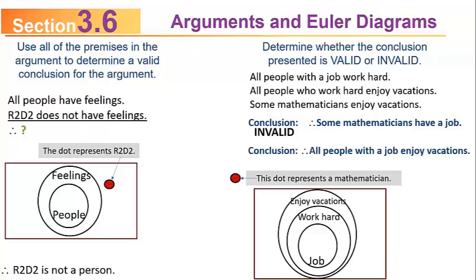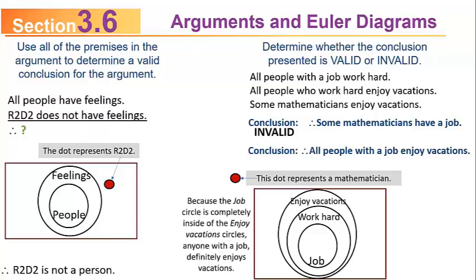How about this conclusion? Take the same three premises, which means we can use the same Euler diagram, but this time, let's look at the conclusion, therefore all people with a job enjoy vacations. Well, the job circle is completely inside of the enjoy vacation circle. Therefore, if the person is inside the job circle, they would automatically be inside the enjoy vacation circle. So that conclusion would be valid. So that argument is a valid argument.